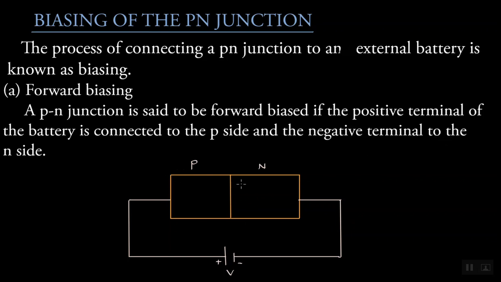As you can see in this diagram, we have this PN junction. The P region is connected with a wire to the positive terminal of this battery, and the N side is connected with a wire to the negative terminal of the battery. So P to positive terminal, N to negative terminal. Such a connection is known as forward biasing.